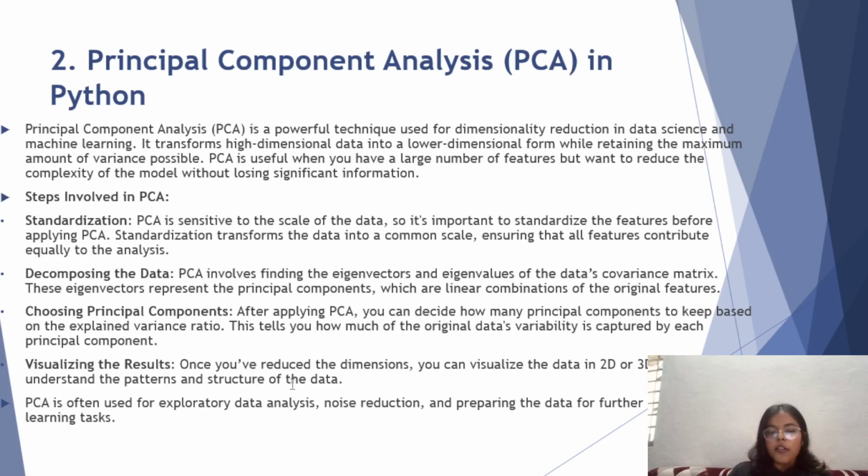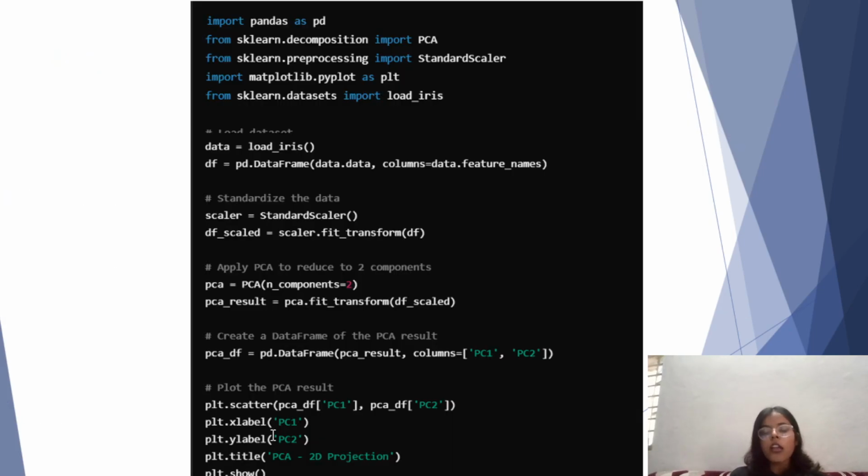Visualizing the result. Once you have reduced the dimension, you can visualize the data in 2D or 3D plots for better understanding of patterns and structure of the data. PCA is often used for exploratory data analysis, noise reduction, and preparing the data for further machine learning tasks. This is the code for PCA as well.